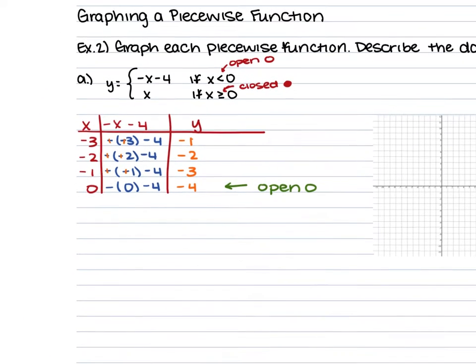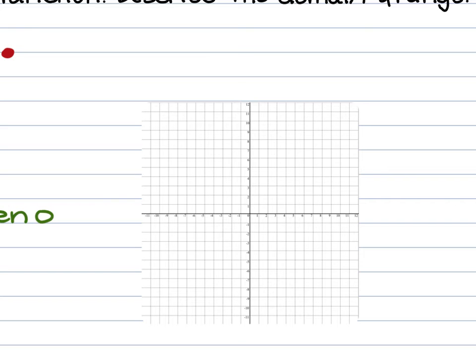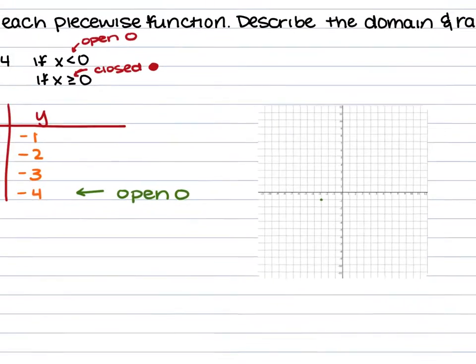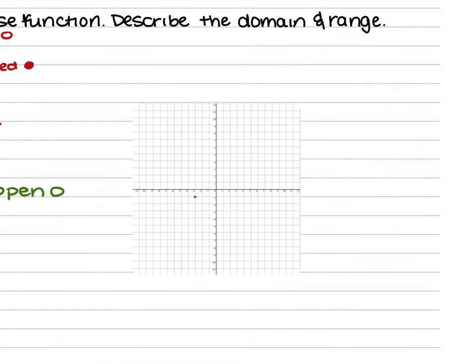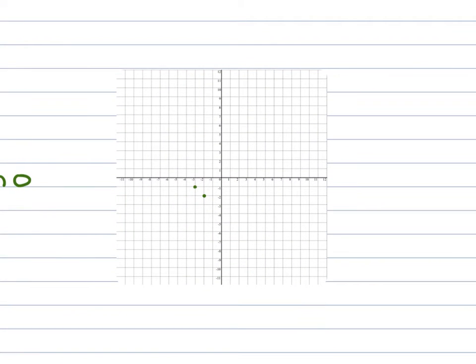So on my coordinate plane, I'm going to plot these points, -3, -1. Go to the left 3, down 1. Then I have -2, -2. -1, -3. And 0, -4. So I'm going to have an open circle on that 0, -4. So you'll see that this line is going to continue to go to the left all the way through that coordinate plane.